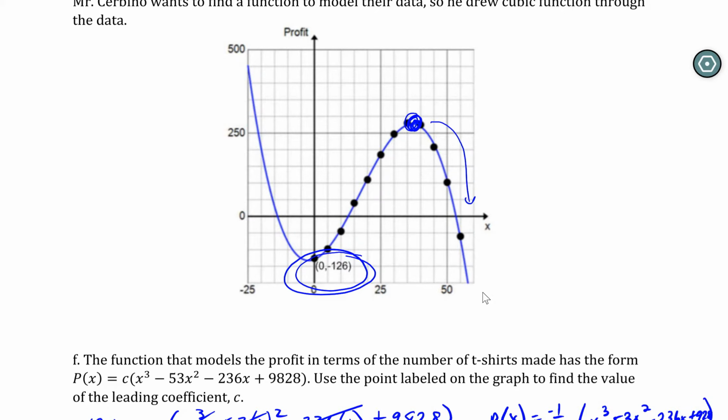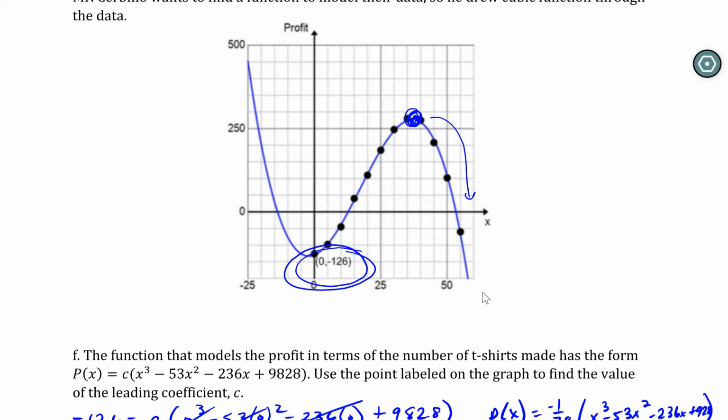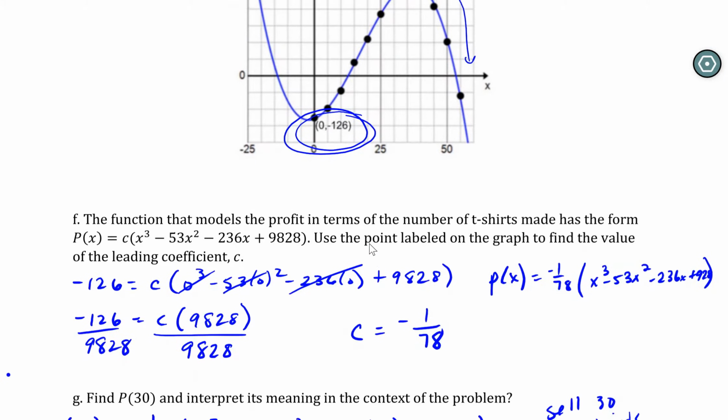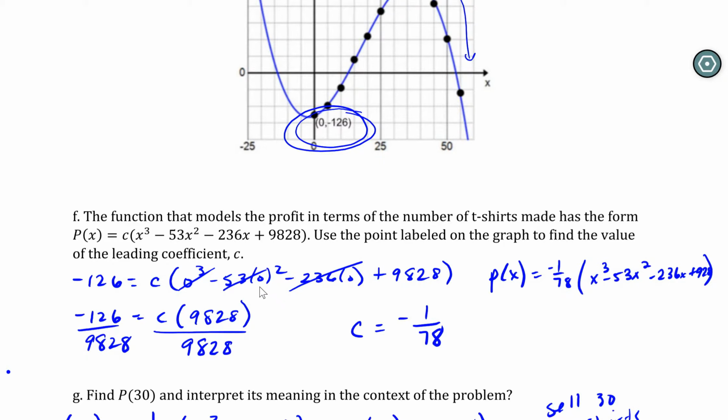So the first thing that it asked us to do was to determine the C value, or the leading coefficient for this polynomial. So what I did was I took the 0, negative 126 point that was provided for us, and I plugged it in. So I plugged in 0 for all the x's, which cancel out those three terms. I plugged in negative 126 for y, or p of x, that means the same thing. If I cancel out all those terms, I get c times 9,828, which I can divide from both sides to give me a c value of negative 1 over 78.